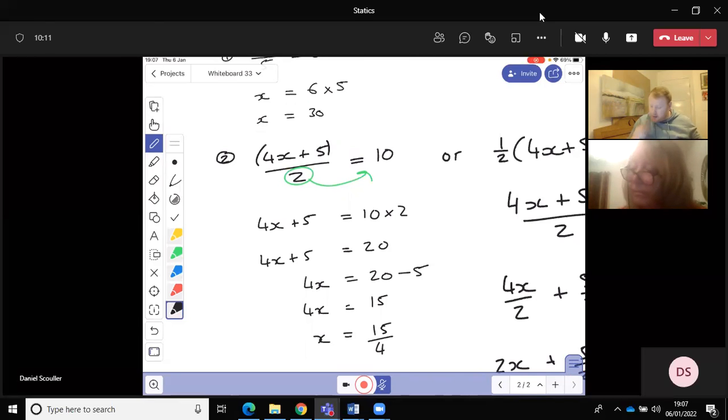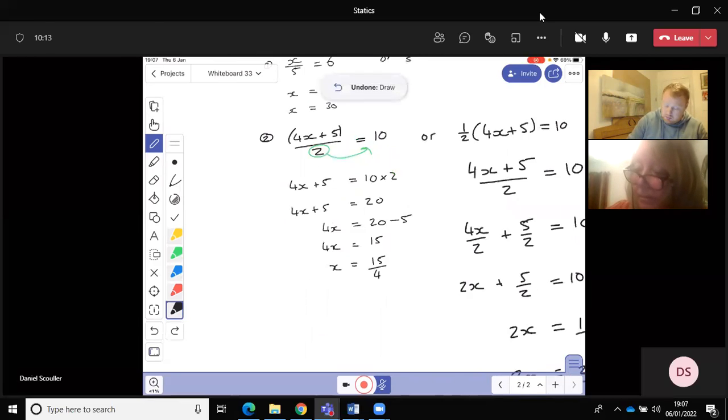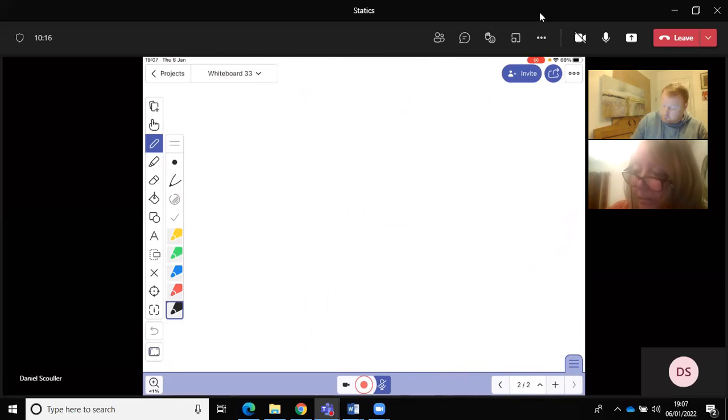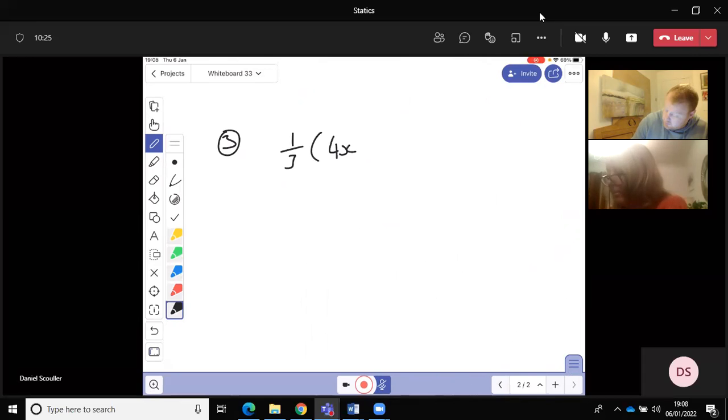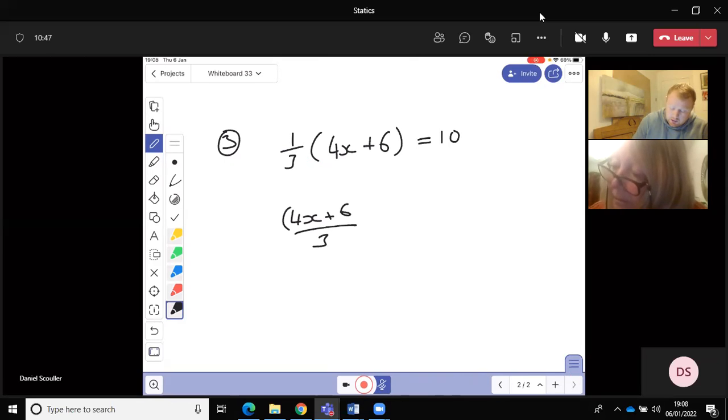So let's have a wee go at another one. You get asked to solve for x. So you need to get rid of that division, and you need to tidy up that bracket. Another way to write that out would be 4x plus 6 all over 3. Keep that bracket in just to keep yourself right.